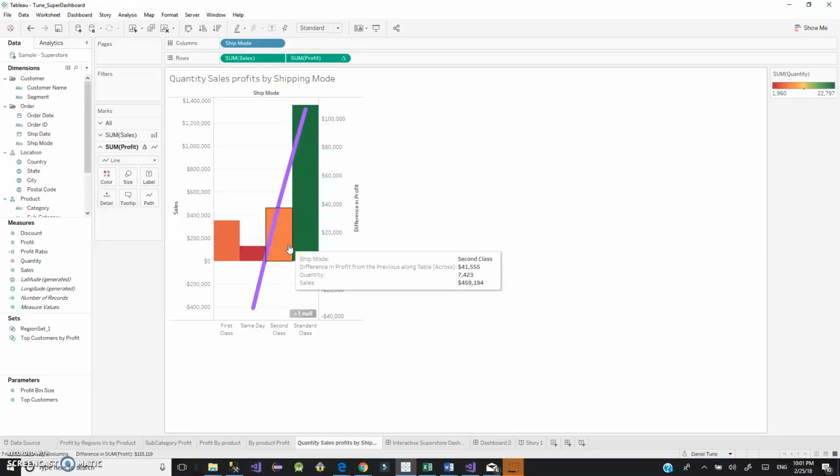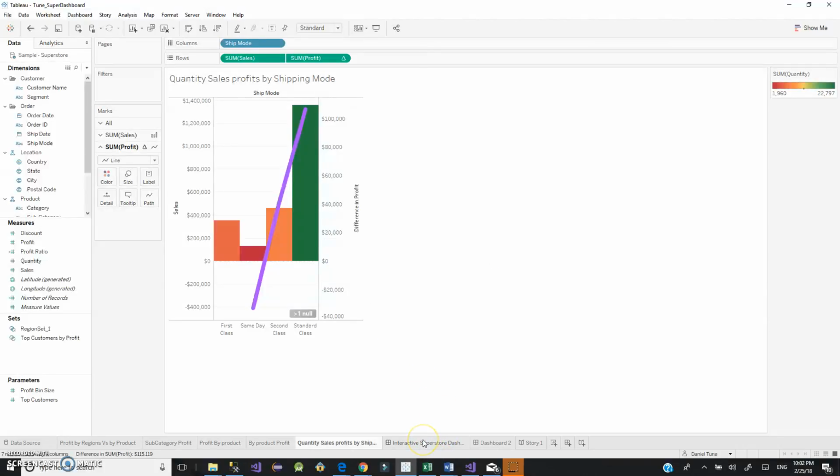Here is also another one, second class shipping. Second class shipping is okay. They're making about 41K profit out of it, so they're doing okay. Standard class shipping is the best way for the company. They're making profit out of it, and compared to the sales, they're making a lot of profit. Standard class shipping is more profitable.